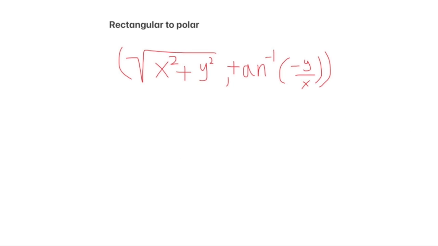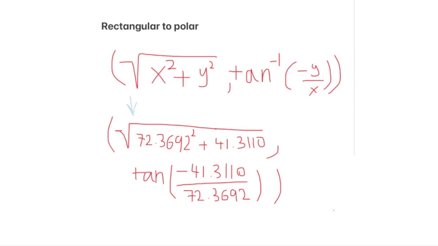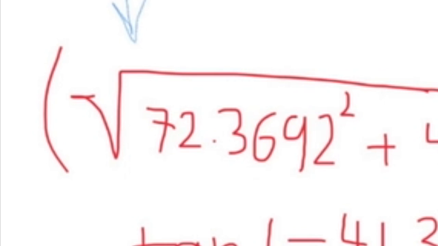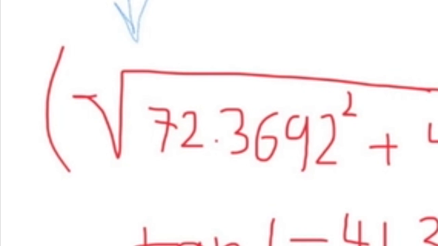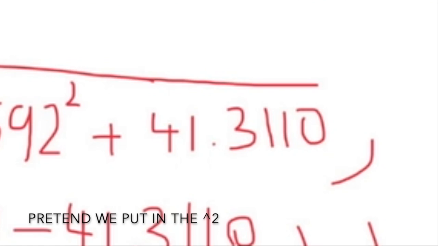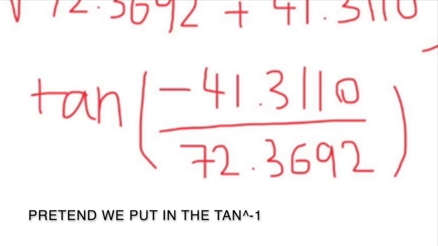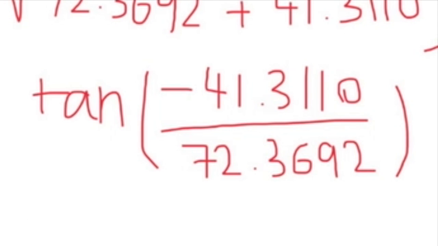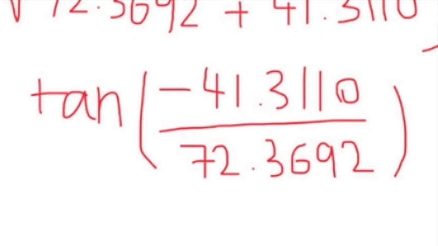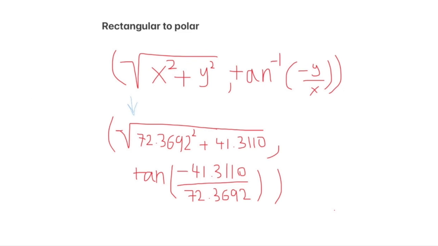Oh, I see. So we would have the equation, parentheses open, square root of 72.3692 squared plus 41.3110 squared, comma, inverse tangent of negative 41.3110 over 72.3692, parentheses closed. Precisely. So, here's how we do the work.